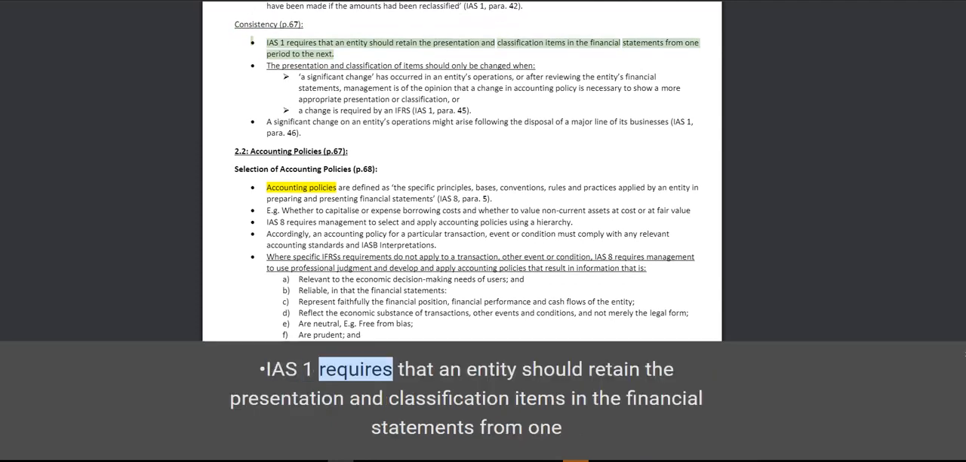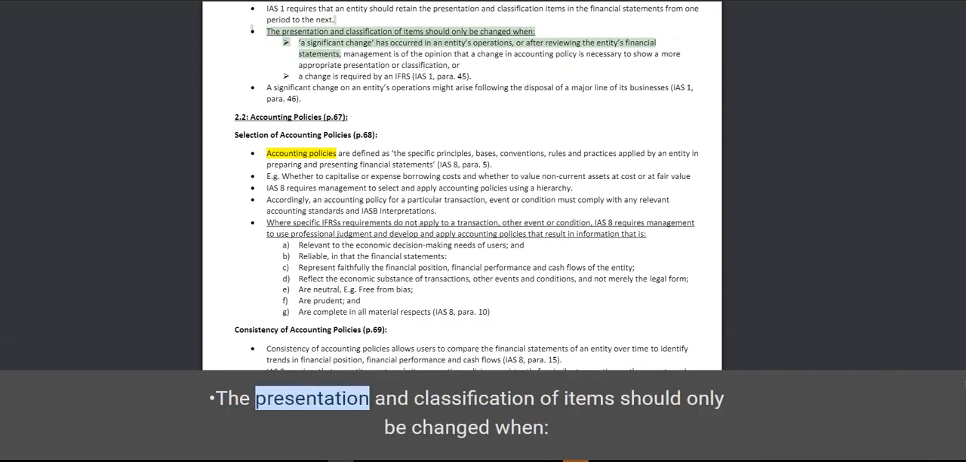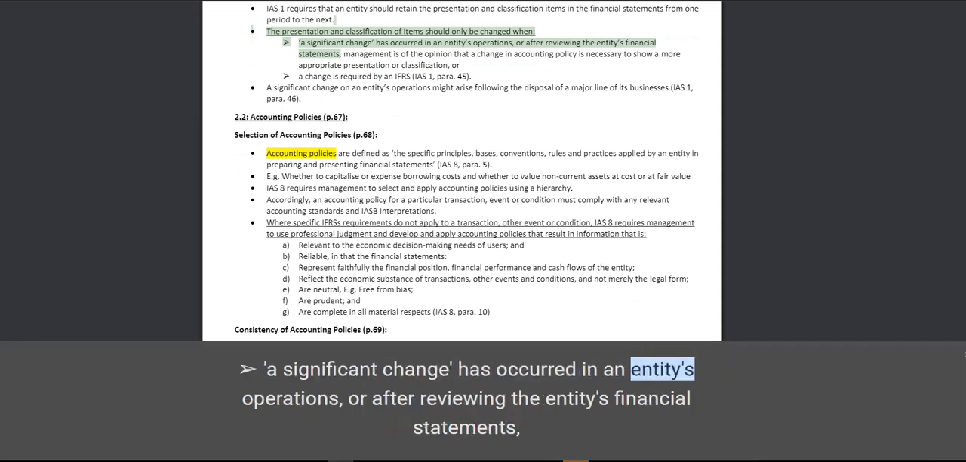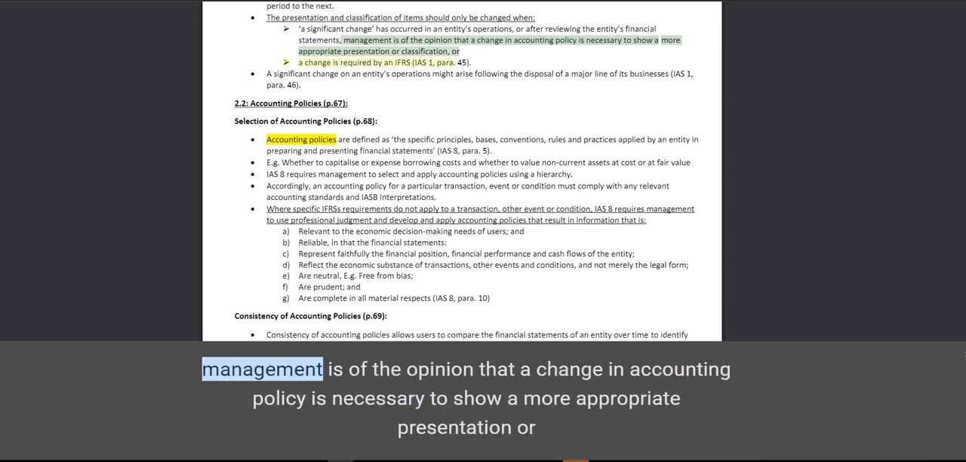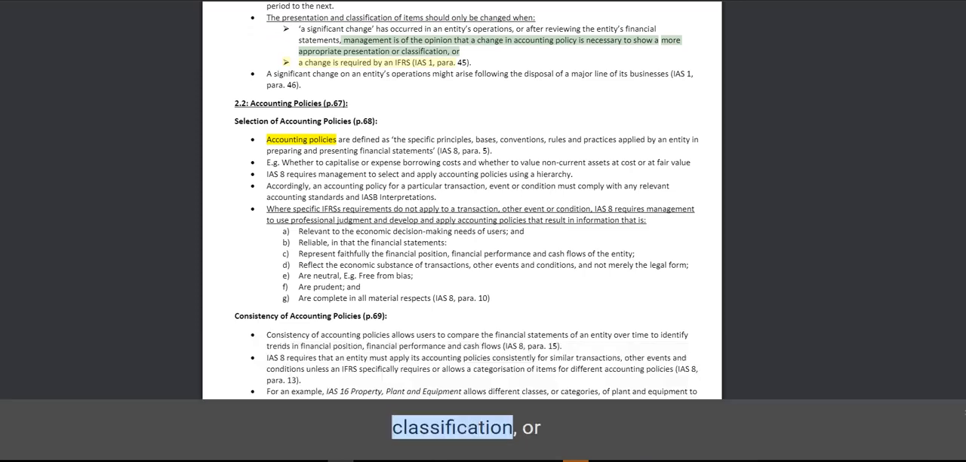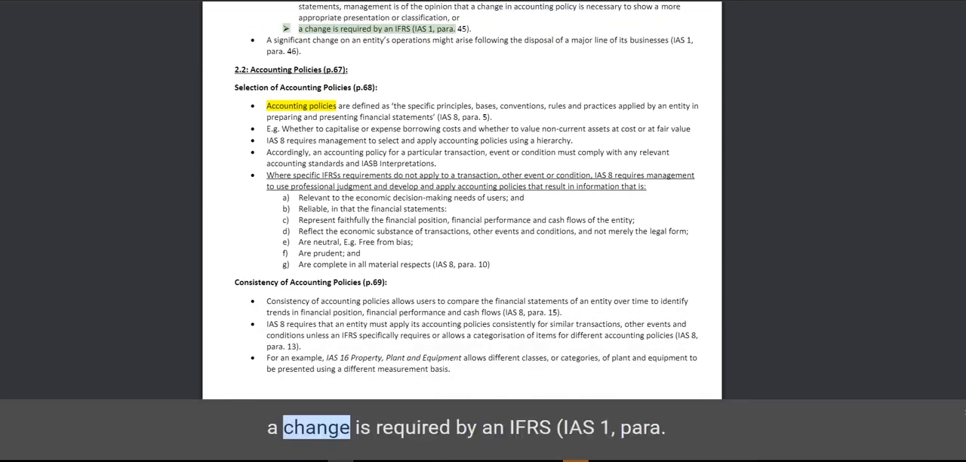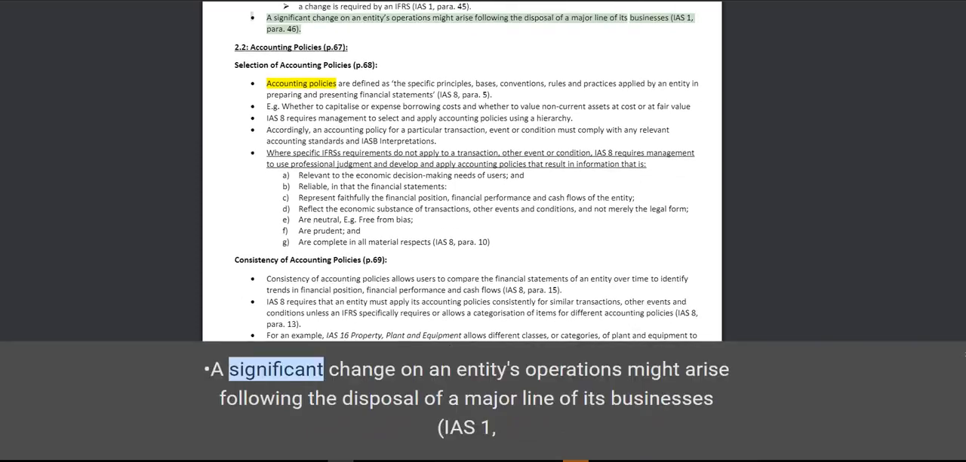IAS 1 requires that an entity should retain the presentation and classification of items in the financial statements from one period to the next. The presentation and classification of items should only be changed when a significant change has occurred in an entity's operations, after reviewing the entity's financial statements, management is of the opinion that a change in accounting policy is necessary to show a more appropriate presentation or classification, or a change is required by an IFRS. IAS 1, para. 45. A significant change in an entity's operations might arise following the disposal of a major line of its businesses.